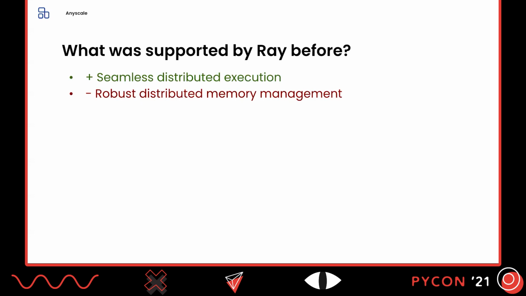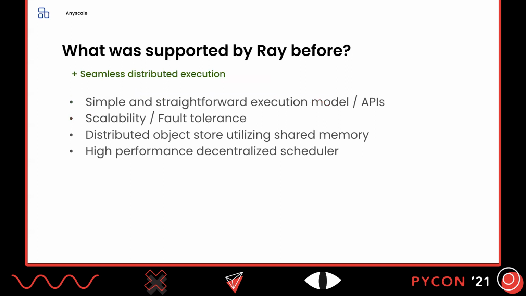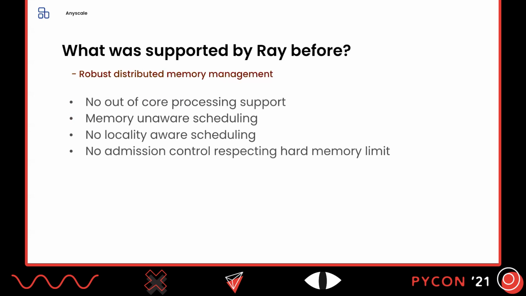Then how did Ray look before? It satisfied the first requirement, but not the second one very well. Ray is designed to be highly performant and general purpose, and all of this seamless distributed execution, as I explained before, is supported very well. Whereas robust distributed memory management wasn't well supported. For example, out-of-core processing wasn't possible previously, and the scheduling didn't respect the memory usage of each machine, and it didn't do locality-aware scheduling as well. And there was no admission control respecting the hard memory limit for each machine.